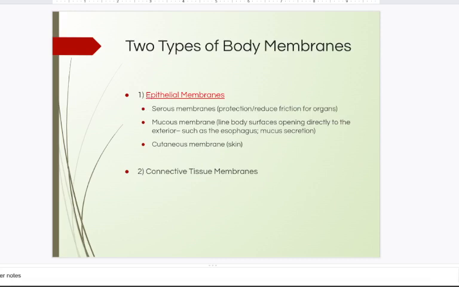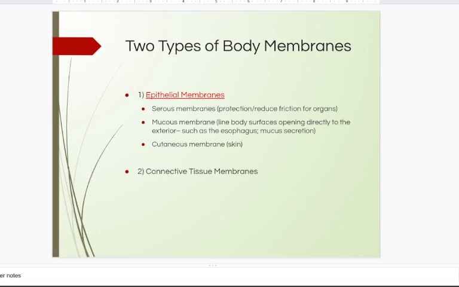So we have two main types of body membranes. One is epithelial membranes, which are made of epithelial tissue, and examples of these are the serous membranes that help protect and reduce the friction from the movement of our organs, like I stated before, the heart or the lungs, that move to help us function, in the cardiac system pumping the blood throughout the body, and in the respiratory system helping distribute oxygen into the lungs, and out of the lungs would become carbon dioxide.